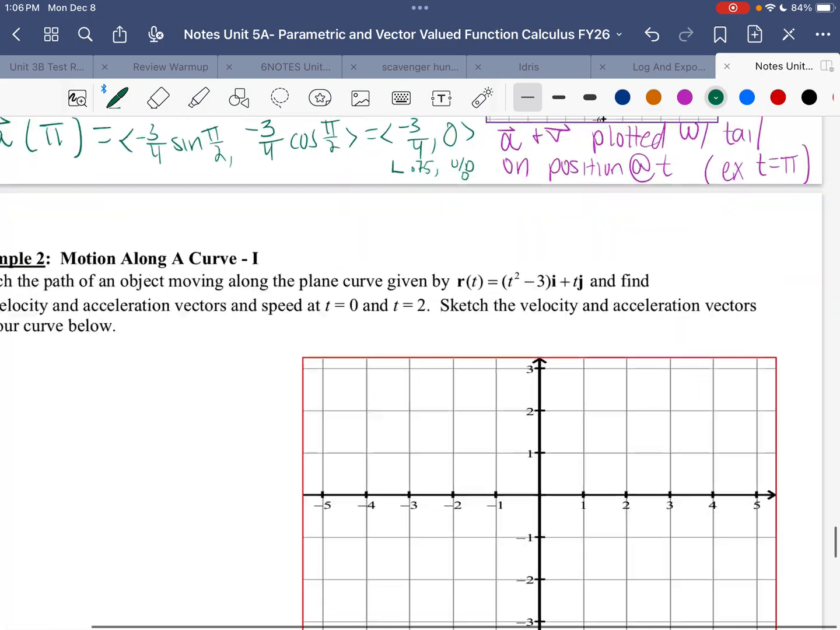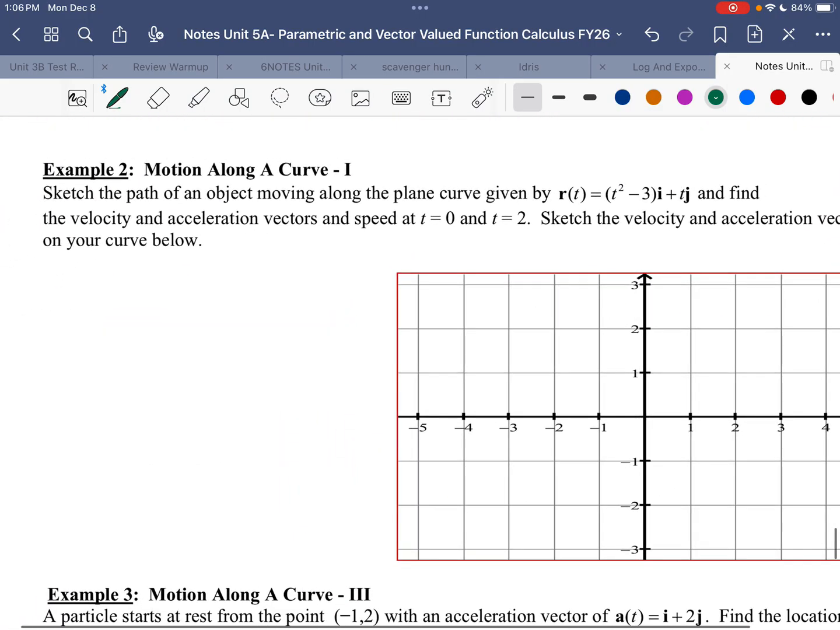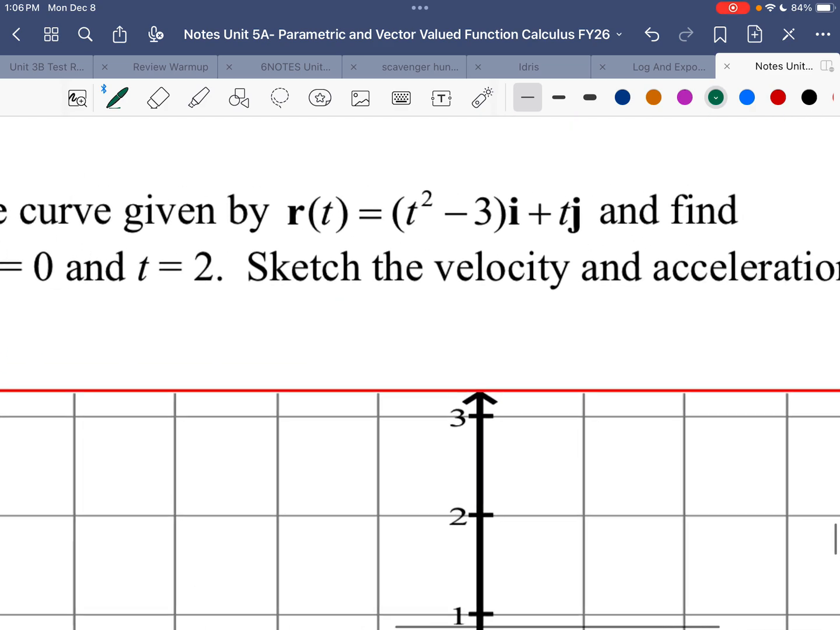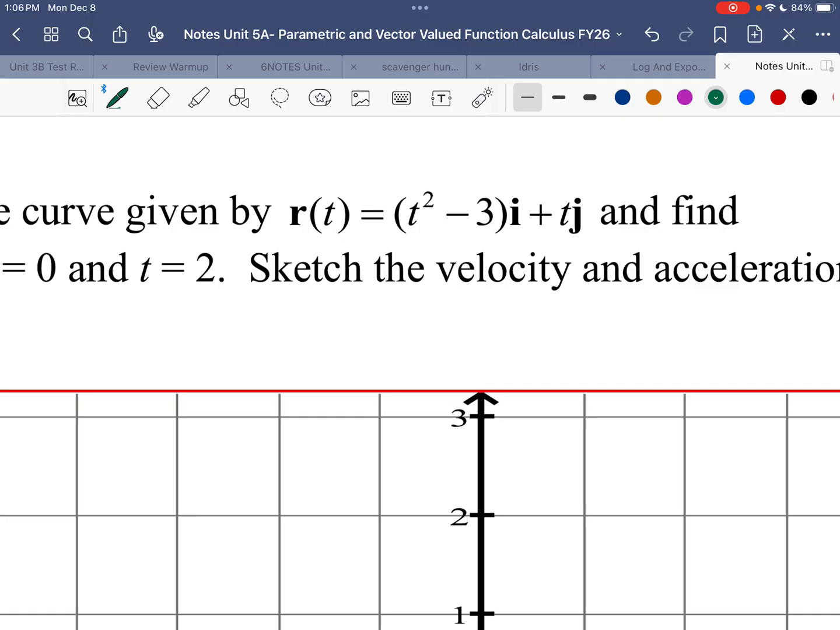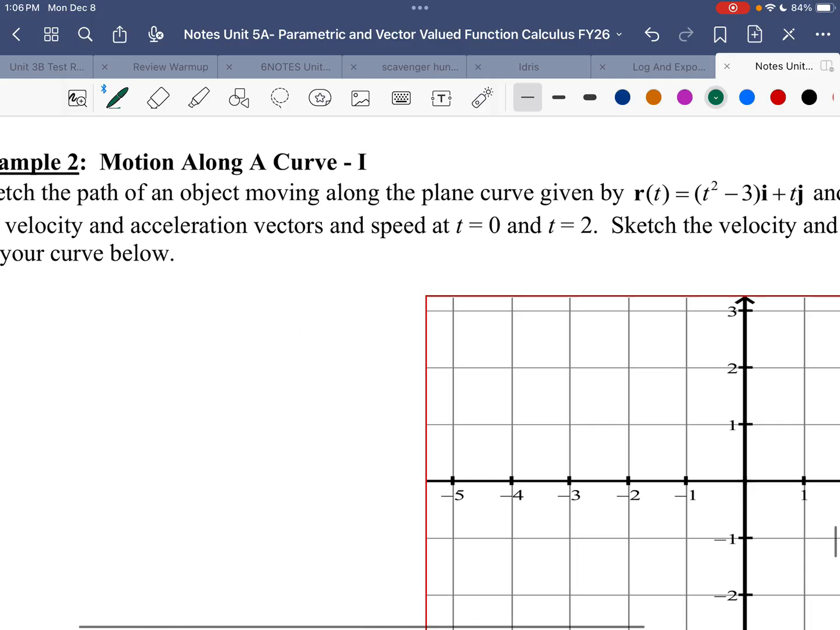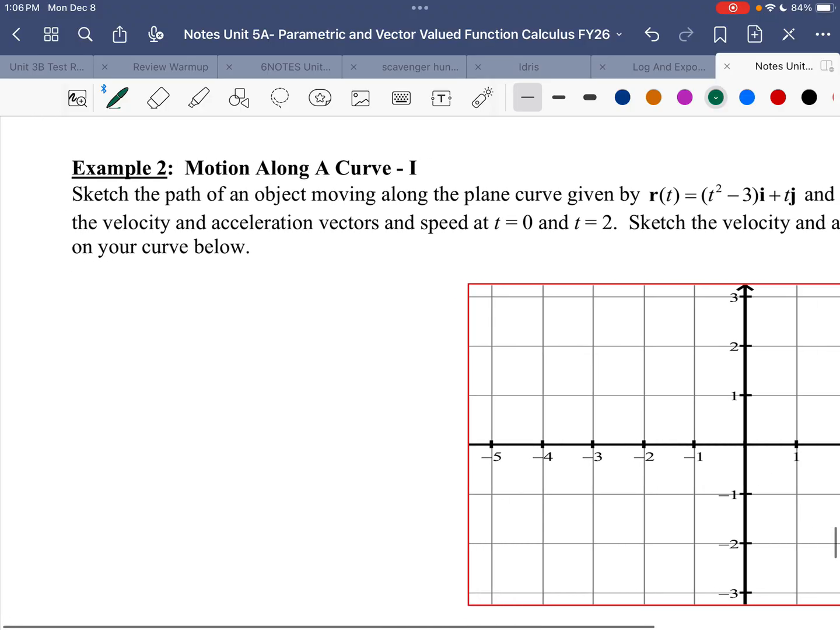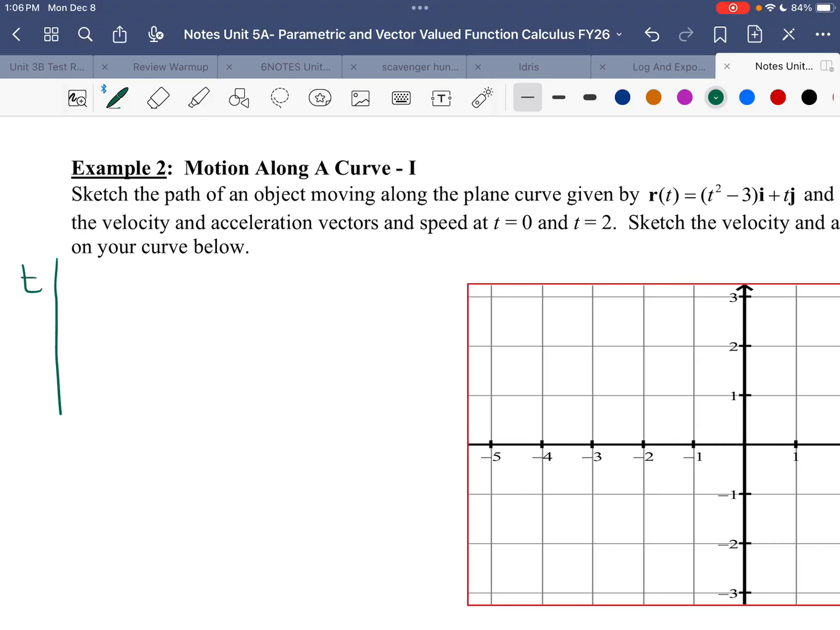Okay, example 2. Sketch the path of an object moving along the curve. Find the velocity and acceleration vector at 0 and at 2. Sketch the velocity on the curve below. Notice how on this one, this is not necessarily as easy or intuitive as the sine and the cosine. So what you can always do if you have to graph these is set up a table of values.